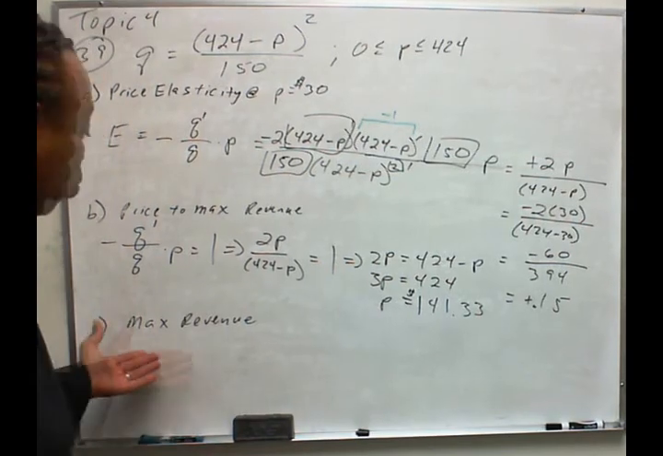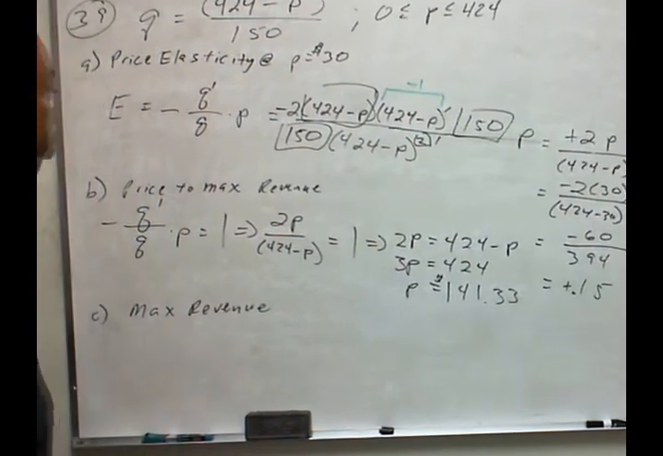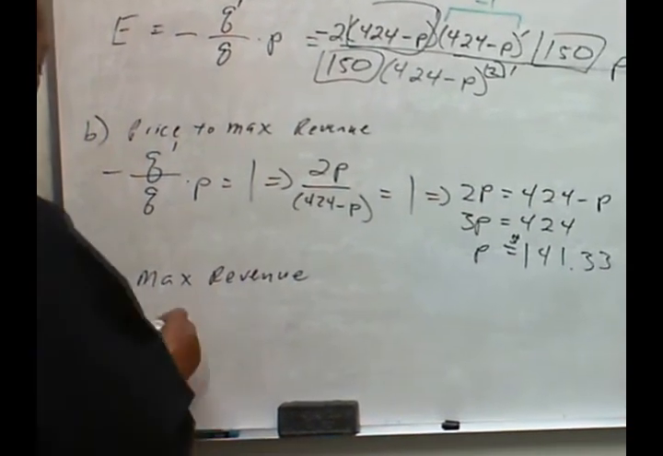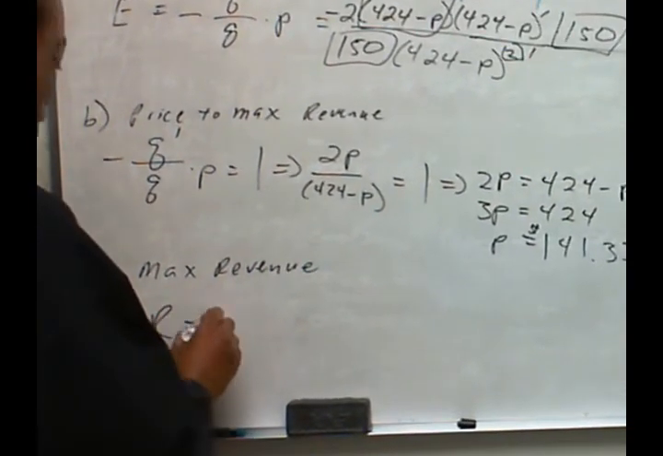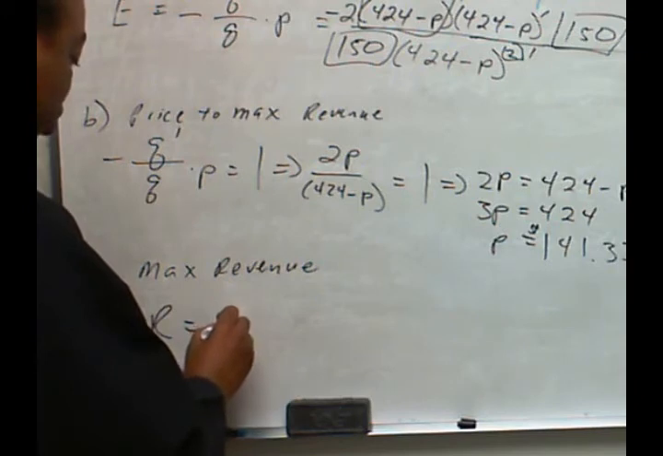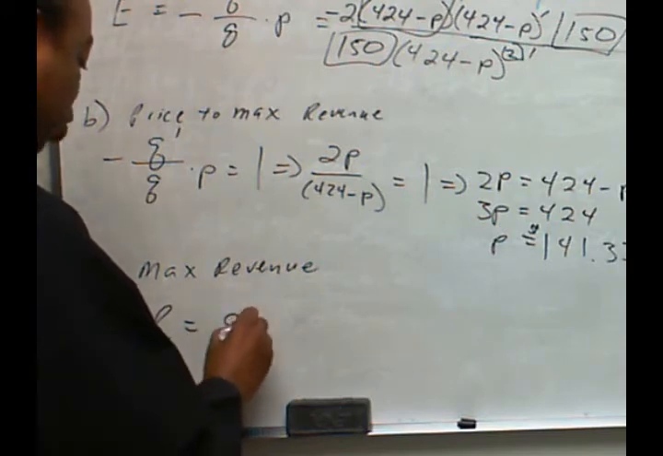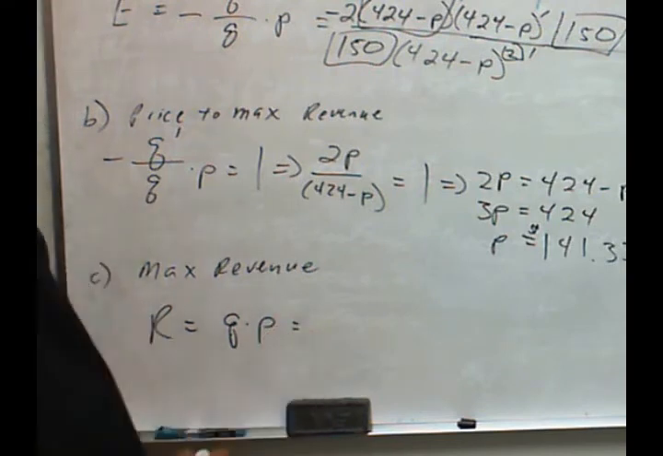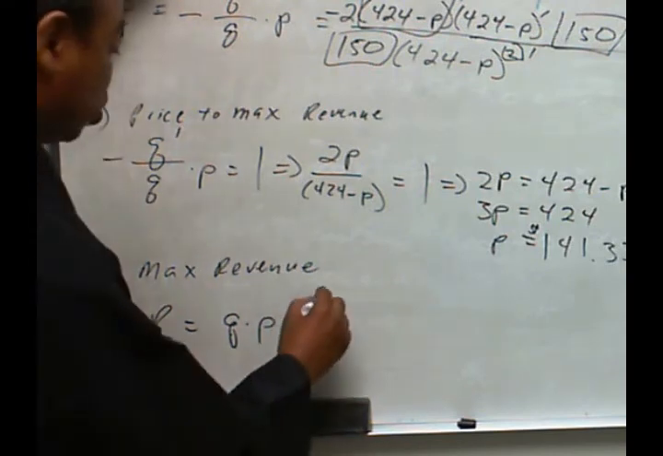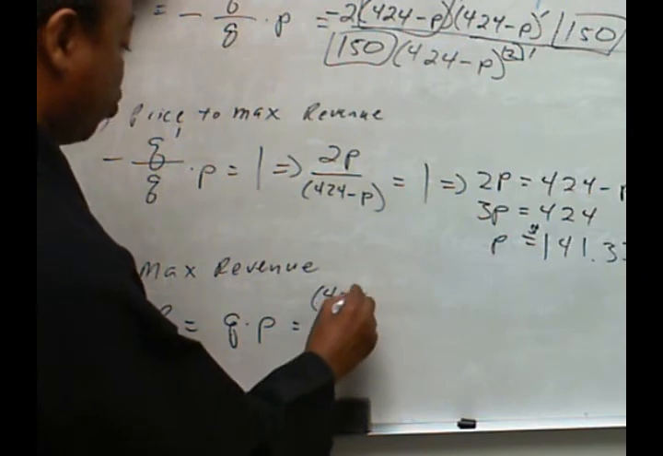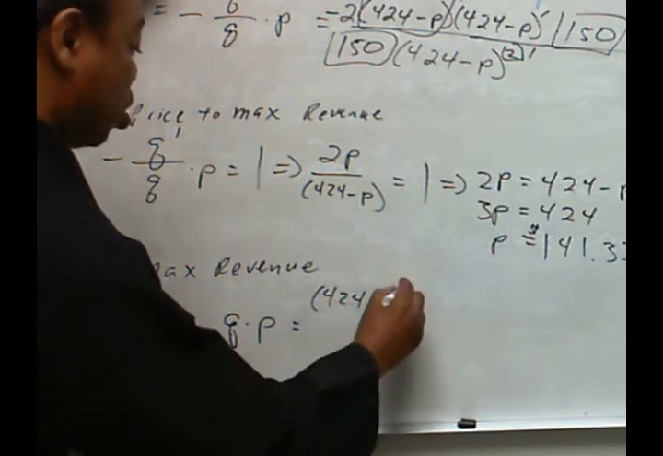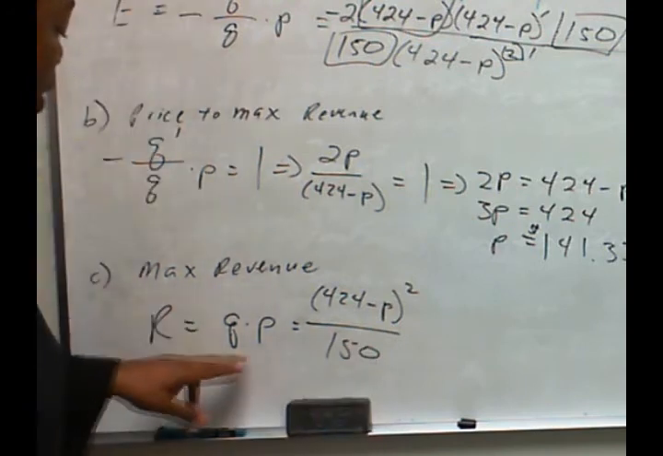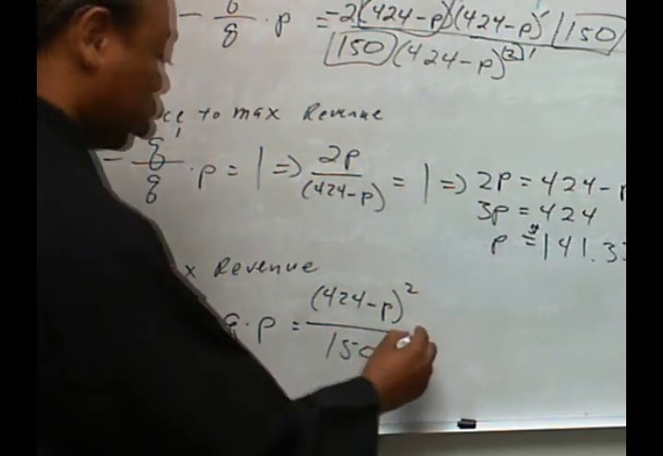Now the last question is, what is the maximum revenue? Well, we'll need the revenue function. The revenue function is basically taking the demand function and multiplying it times the price. The demand function is right here, which is 424 minus p, all squared, all divided by 150, and then times p, which is the price.